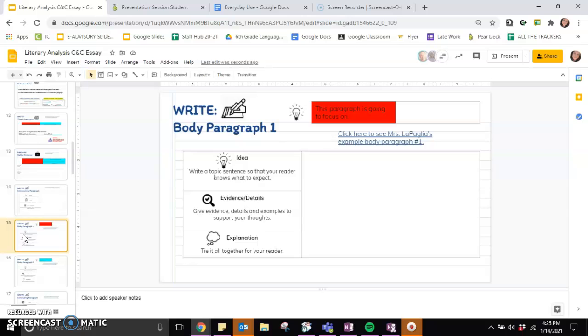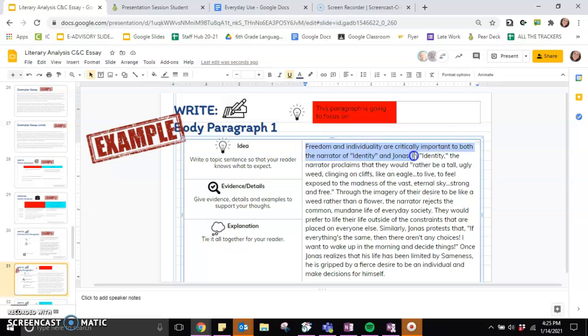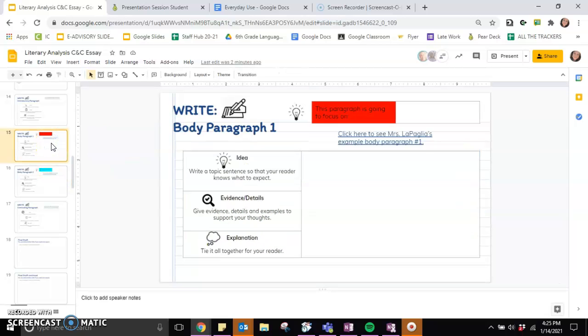If you want to see an example of just the topic sentence, you can click on that link and take a look at what Mrs. LaPaglia wrote. For example, hers reads, "Freedom and individuality are both critically important to both the narrator of Identity and Jonas." All you'll need to write on this slide today is that first topic sentence. Yours can be similar to what you see on Mrs. LaPaglia's example.